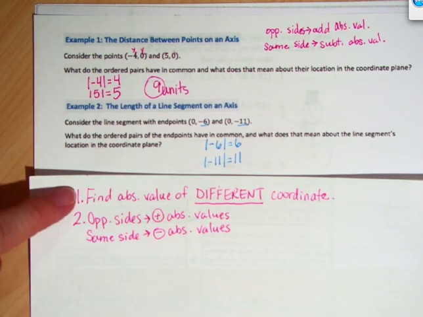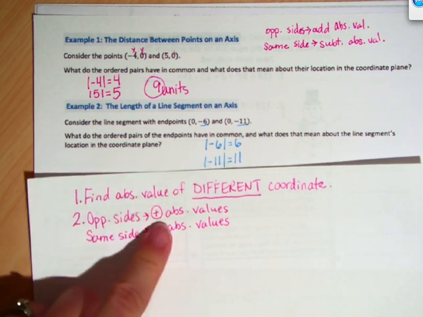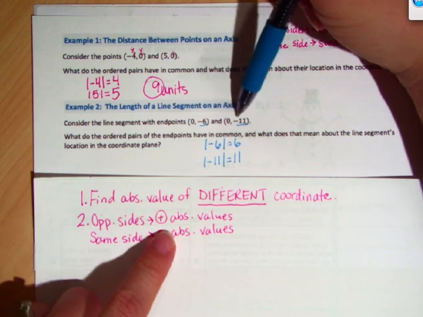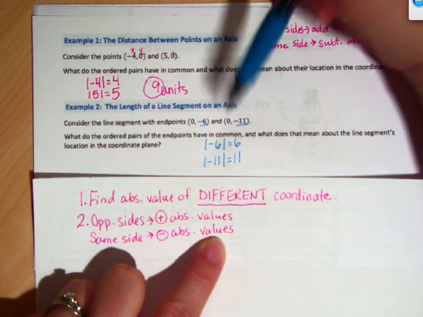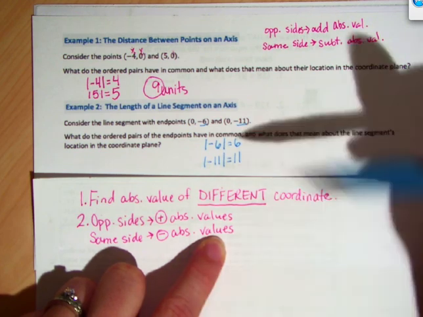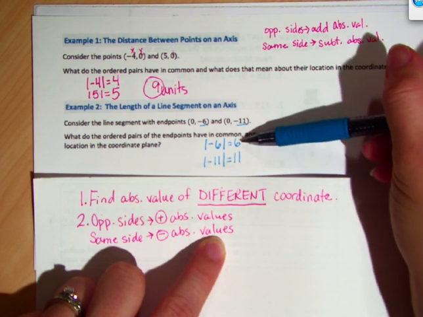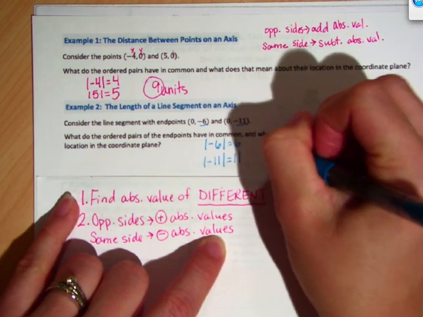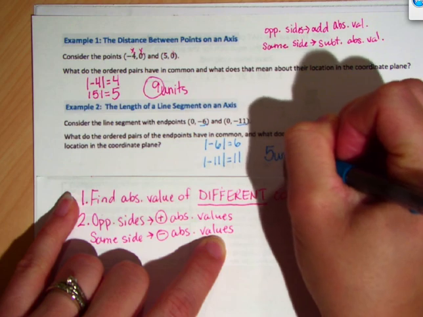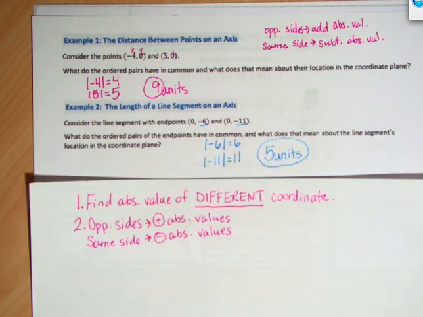Okay, did step 1. Step 2: if they're on opposite sides originally, we're going to add them. Let's see. Negative and negative, they're going to be on the same side of 0. So for the same side, we're going to subtract their values. I don't want to put 6 on top in this case. I'm just going to find the largest value and subtract the smaller value. So 11 minus 6 is 5 units. So that line segment is 5 units long.